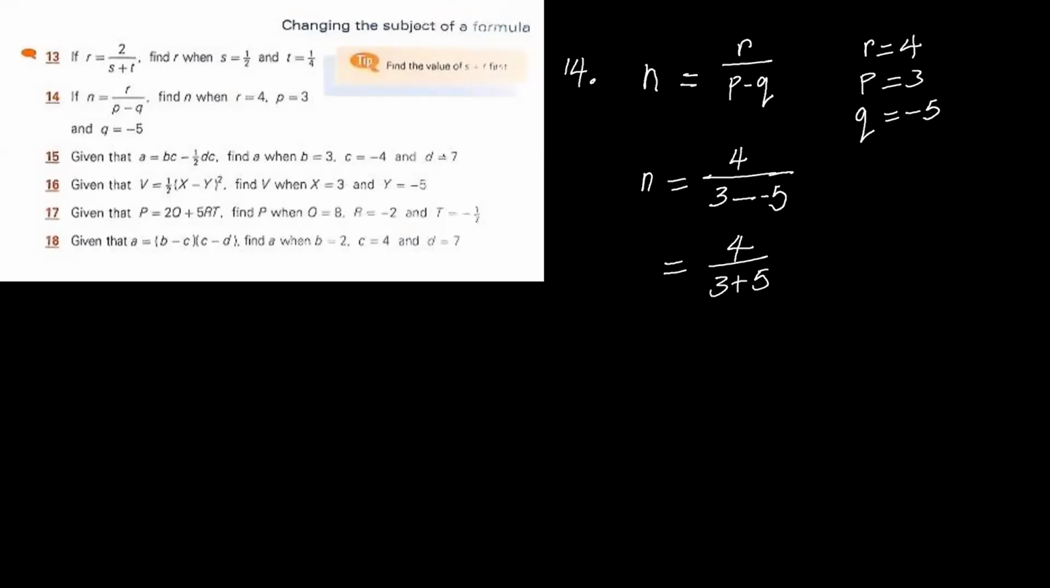So that will now be n is equal to 4 over 8. So n is equal to 0.5, a half. Everybody okay with that? Talk to me, people. Yes, sir. All right, great.